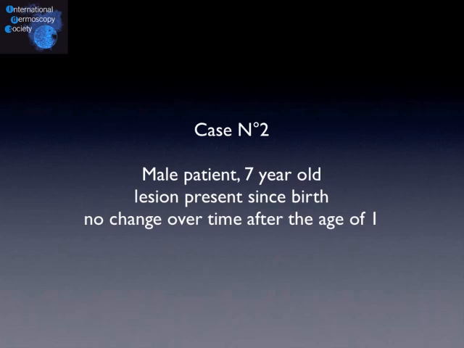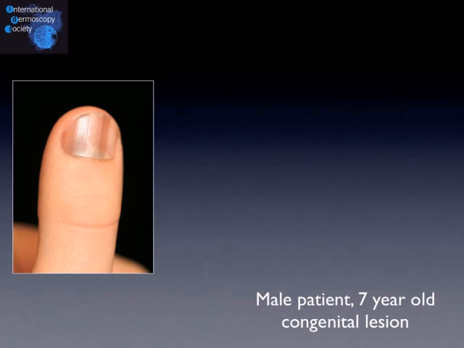It's a male patient. He's 7 years old at the time we took these photos, but the lesion was present since birth and no change was observed after the age of 1. Between birth and the age of 1, the lesion progressively enlarged, but is now stable for many years. So this is the clinical image, and you can see melanonychia striata that involves most of the nail plate surface.